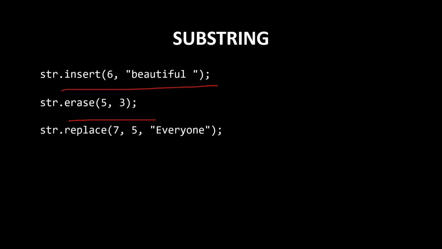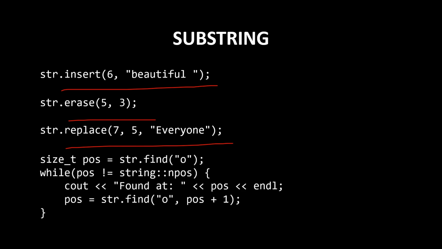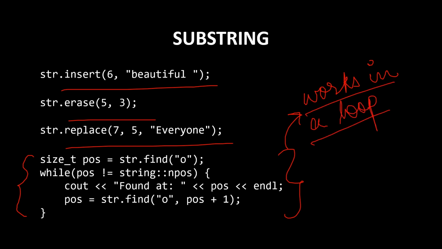Jumping on to inserting into a substring. This code snippet inserts the specified substring at the given index. Erase method deletes the elements from the specified index numbers. Replacing substrings. This code snippet replaces a substring starting from index 7 and spanning 5 characters with everyone. Finding all occurrences of a substring. This code snippet finds and prints the position of each occurrence of a substring within a string.